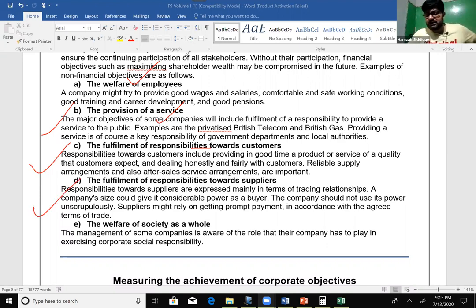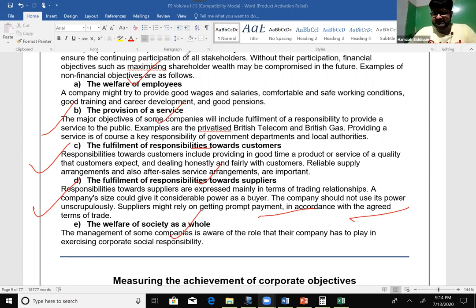Now, responsibility towards suppliers. Sometimes when you are a big customer, your bargaining power is strong, and you should not use your power against the interest of the supplier. Timely payment as agreed is part of this. And then welfare of society: they contribute to CSR, health care, training of people, and the welfare of society. So, students, that's the topic.